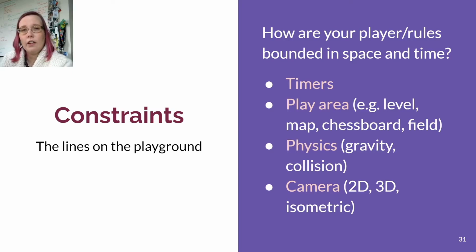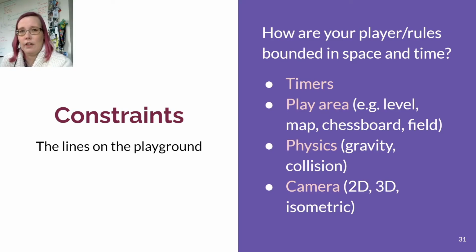There's physics. Physics is a form of constraint, in terms of gravity and collision. Where can your player go in the world? If they can jump, how high can they jump? You can make some decisions about that pretty early, and it's always subject to change. And the camera: the way that the camera moves is also a form of constraint. Whether it's a 2D game, 3D, or isometric, there are going to be places that the camera itself can and can't go.